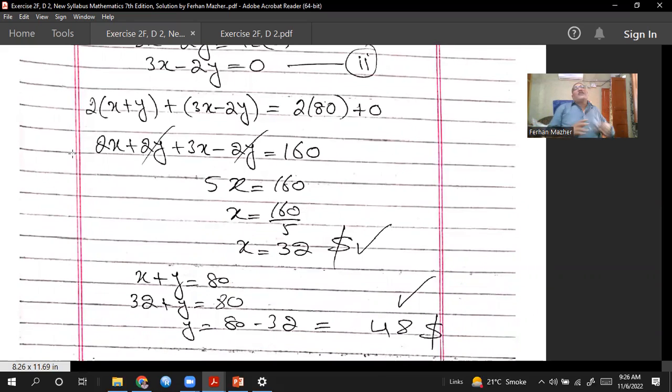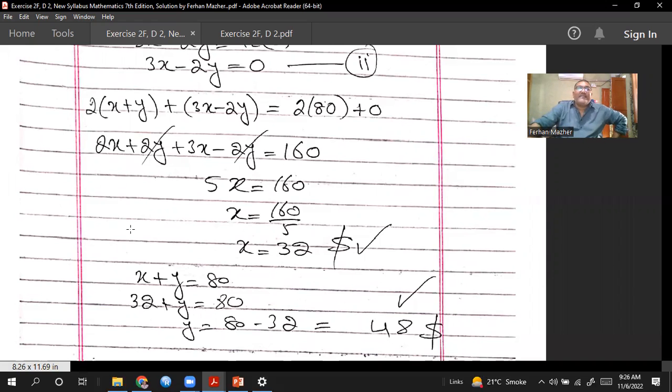So 2(x plus y) plus (3x minus 2y) equals 2 into 80 plus 0. 2x plus 2y plus 3x minus 2y equals 160. Plus 2y minus 2y, they will be cancelled. So 2x plus 3x, that's 5x, equals 160. So x will be equal to 160 divided by 5, and that's 32.